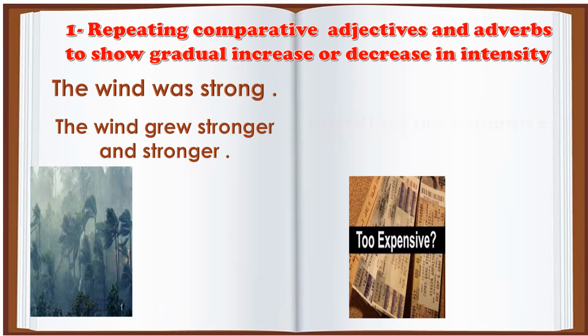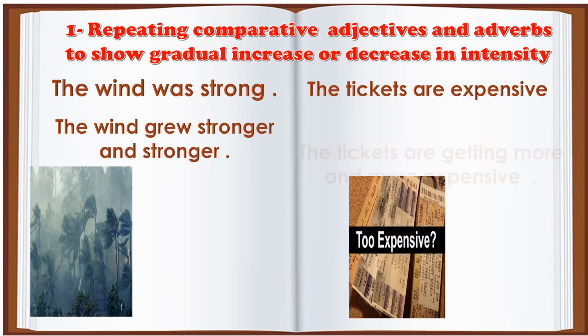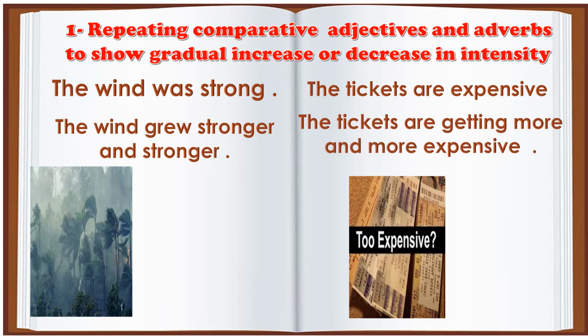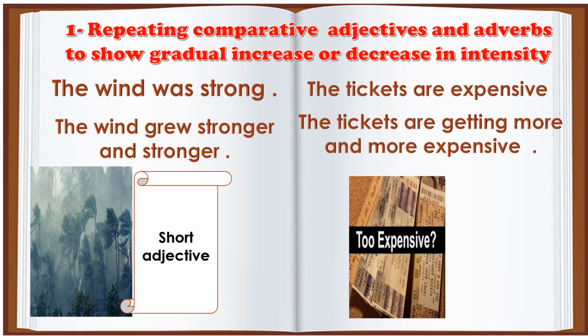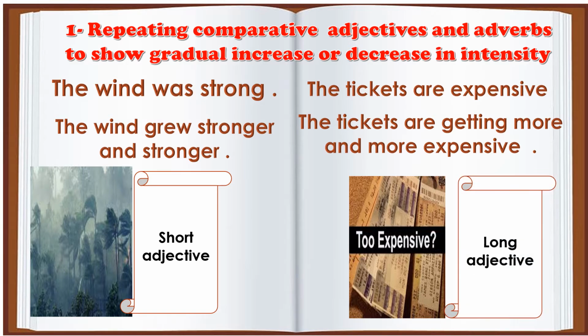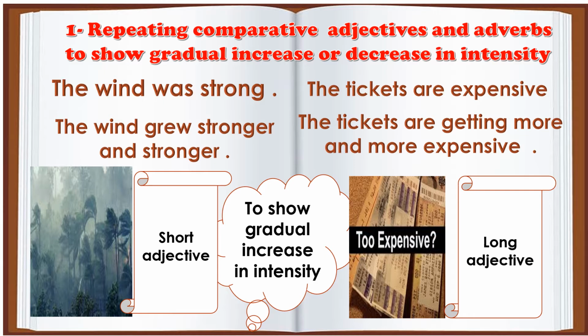Another example, if we have a long adjective like expensive or interesting. For example, the tickets are expensive. So you can say the tickets are getting more and more expensive. Here we repeat the comparative with more and more. And with short adjectives, you add -er. So as I told you, we have two types of adjectives, short and long. You can repeat the comparative form of short and long adjectives to show gradual increase or decrease in intensity.